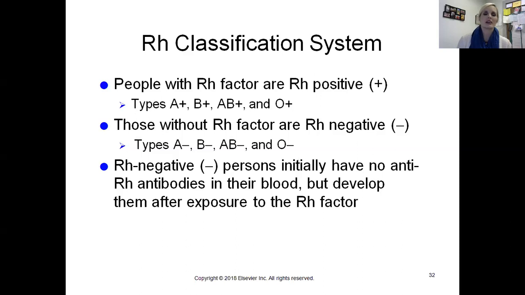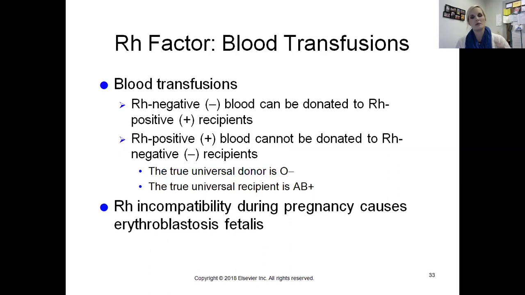So RH negative people usually do not have antibodies. They don't have any anti-RH antibodies in their blood, but they develop them after exposure to the RH factor. So right away, if maybe unintentionally somebody with A negative blood was given A positive blood, it may not cause a reaction right away, but after that initial exposure, now it's recognizing that positive or that RH factor and may then eventually develop some problems with it. And some of you guys might be familiar with this causing some problems in pregnant women, and we'll get into that.